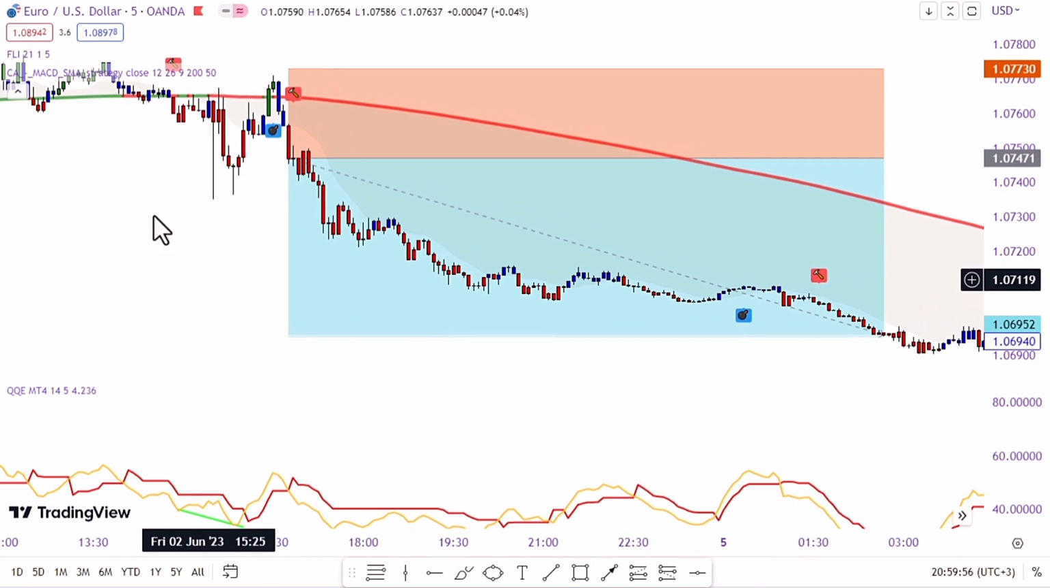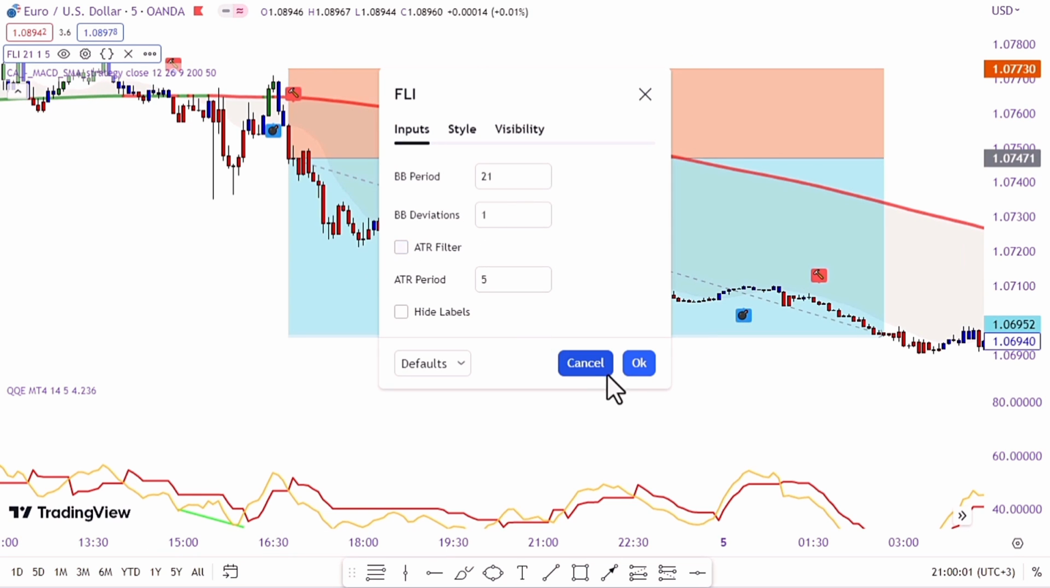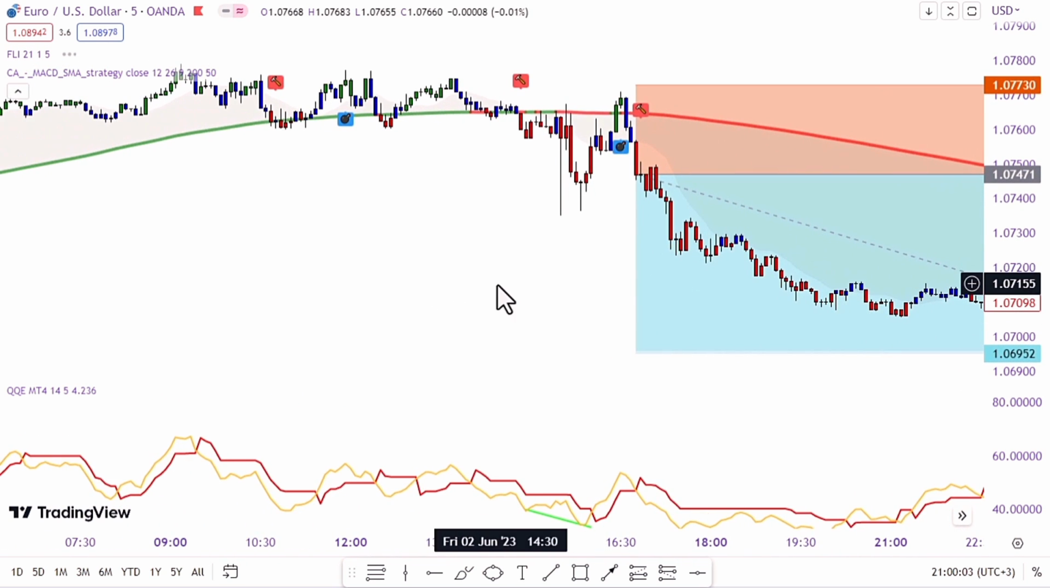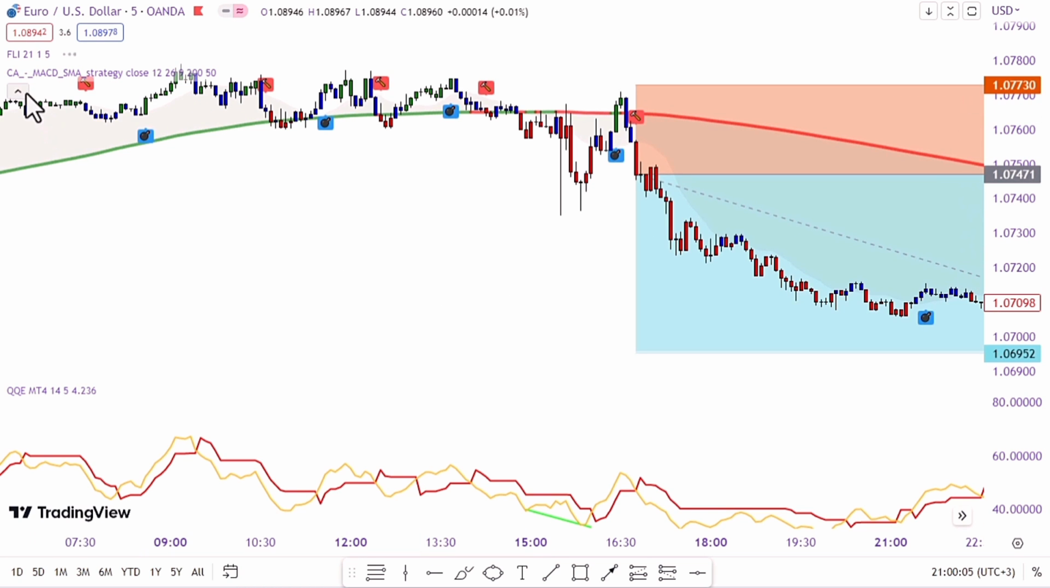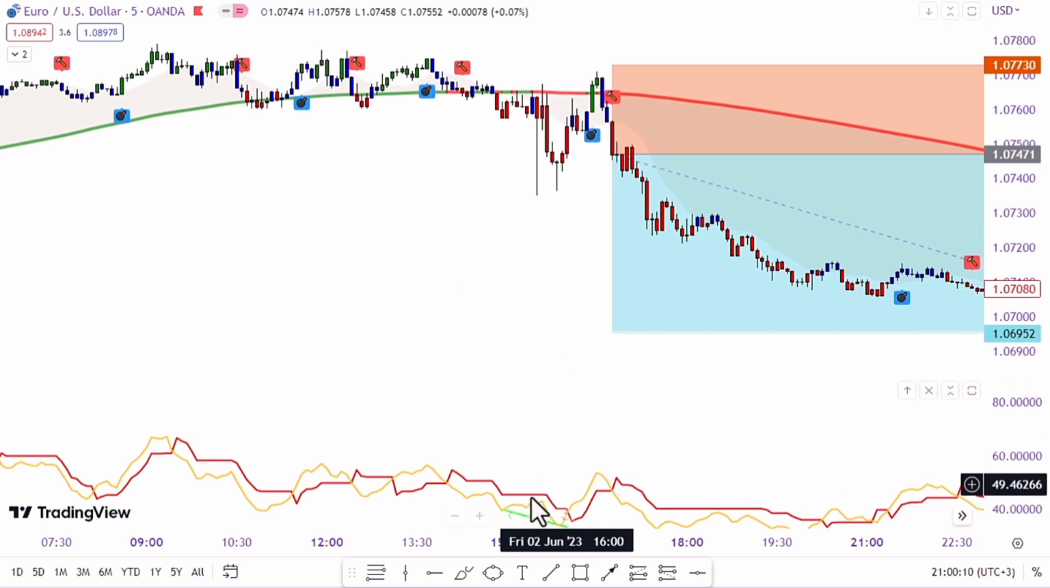By the way, traders, you can make the follow line indicator a bit faster by unchecking the ATR filter. Right away, we can see that we get more signals. Okay, now let's find some more signals given by the strategy. Pay close attention to these examples.